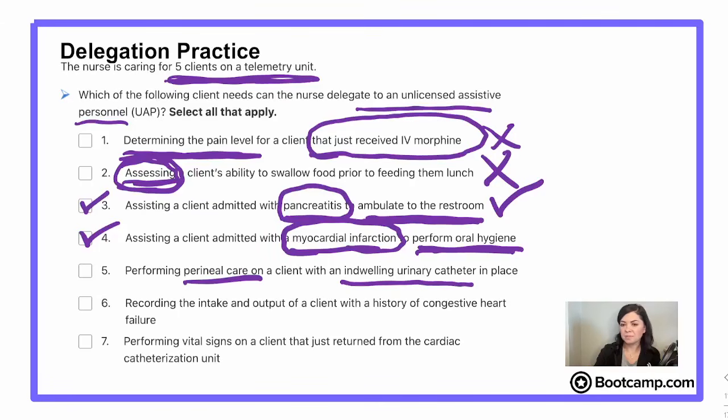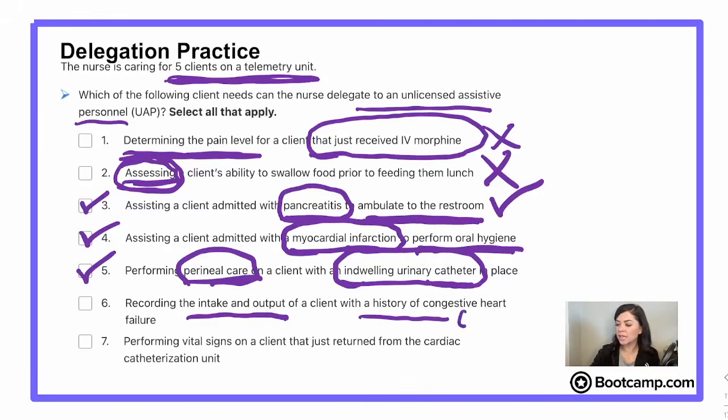What do you guys think of that? See some yeses. So yes, pericare, routine task, and there is nothing to indicate this client is unstable. They do have an indwelling urinary catheter in place, but that's okay. Now let me give you an example of when this would be false. If it said maybe performing pericare on a client with an indwelling urinary catheter in place with blood at the urinary meatus, or with bladder distension, or with no urine output for 12 hours, something like that, we are not delegating. The nurse is going to go assess them. So option 6, recording intake and output for a client with a history of CHF.